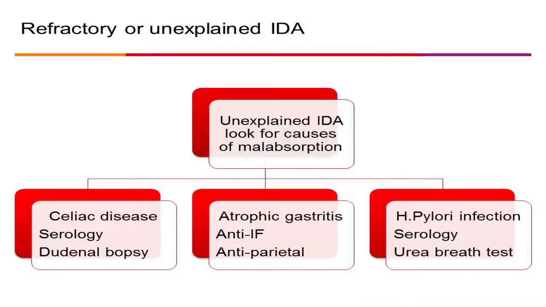If we have refractory or unexplained iron deficiency anemia, refractory of course after ruling out patient compliance to medication and that the proper dose has been taken, then we should think of other causes. Most of the time, it is a cause of malabsorption. If we suspect celiac disease, we send celiac serology and do the duodenal biopsy as the most confirmative test. If we have atrophic gastritis secondary to pernicious anemia and high suspicion, send anti-intrinsic factor and anti-parietal cell antibodies. For H. pylori, the serology would be positive, and then we can do the urea breath test for these patients.